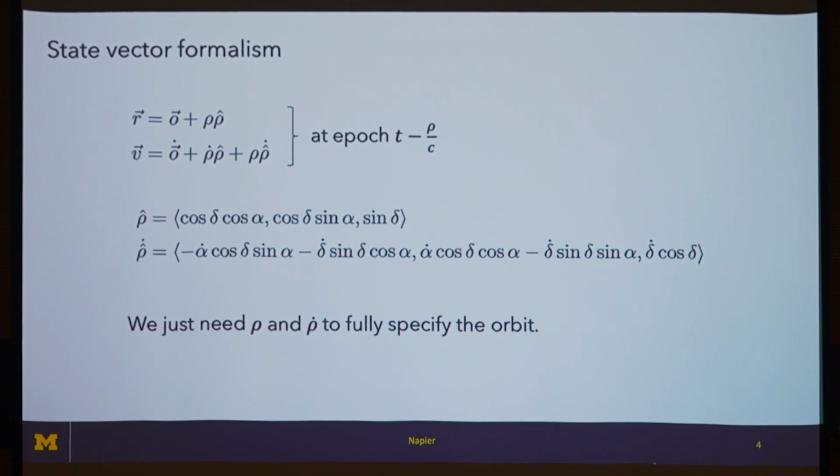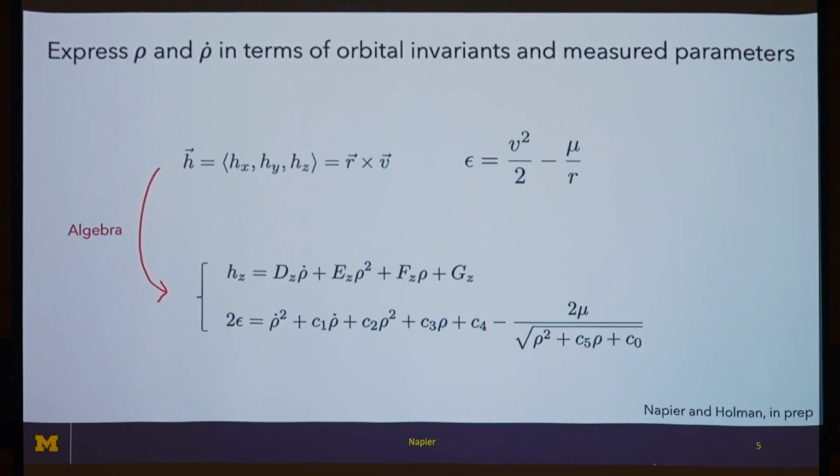The velocity is given by the observer's velocity, basically just the derivative of the position, where rho dot is your line of sight velocity. So everything here is measured or known, except for rho and rho dot. If you can somehow get rho and rho dot, you can have your orbit be fully specified. So one way that we've come up with to do that is to just express rho and rho dot in terms of orbital invariants and the measured parameters.